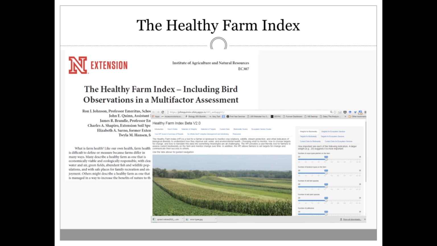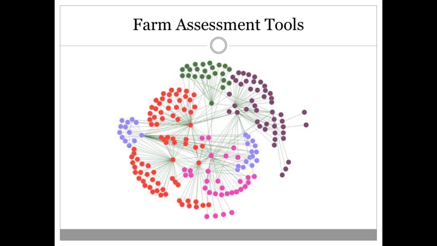More particularly, what we want to share today is the Healthy Farm Index web version. This is an online interactive tool that can be used to walk you through the Healthy Farm Index, what it is, why it's valuable. The link is available on the Organic Center.